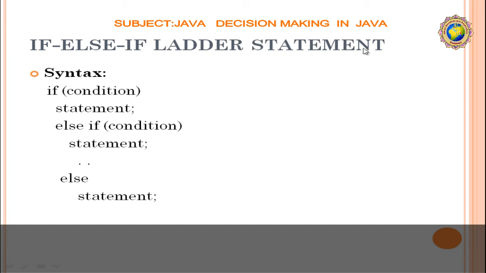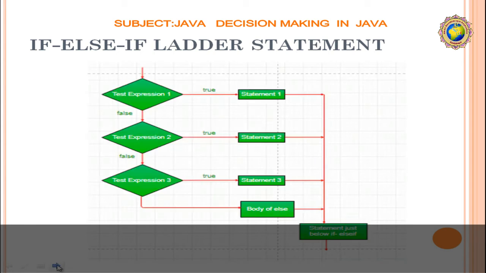the if-else-if ladder statement syntax. If the condition is fulfilled, then this statement is executed. Otherwise, the next condition is checked, and so on. If these conditions are not fulfilled, then the else statement will be executed. Next, the flowchart of the if-else-if ladder statement.